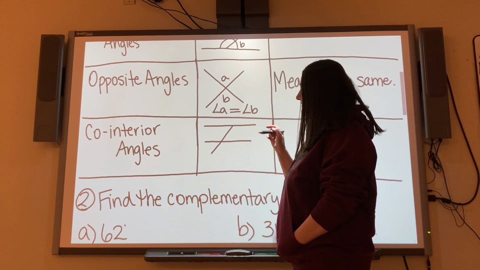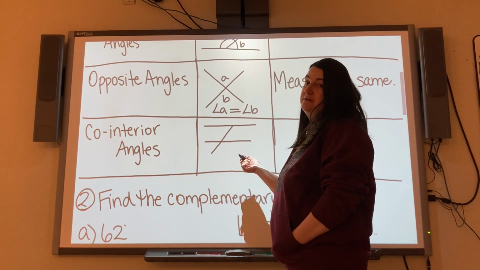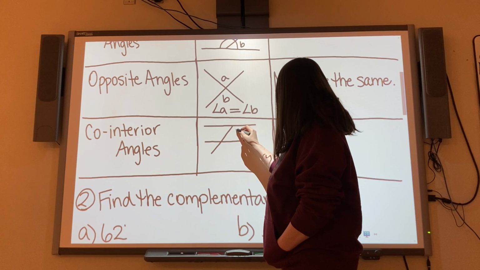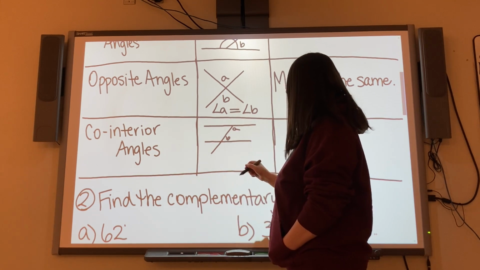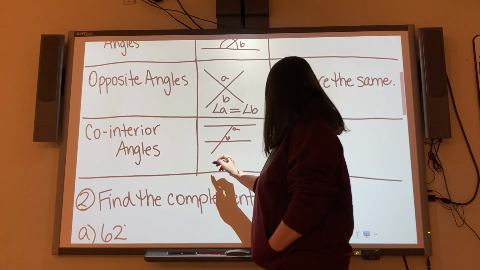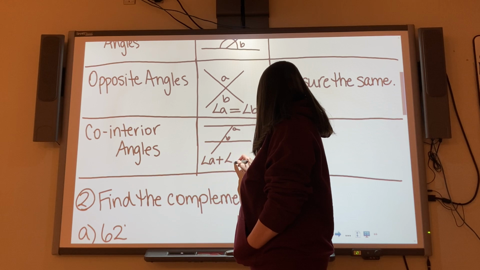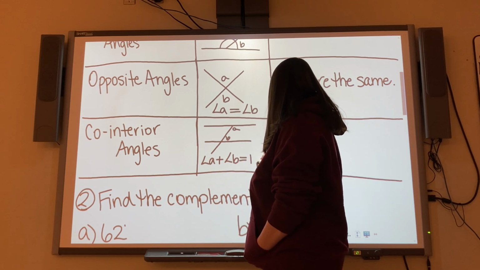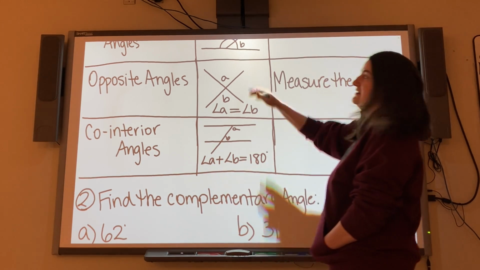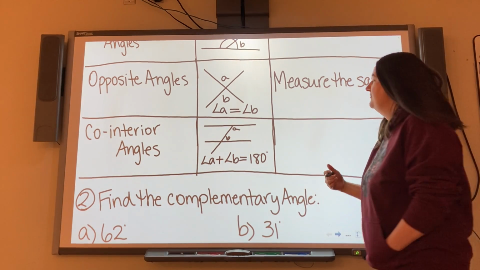So we've got two pairs of co-interiors here. It doesn't really matter which one we use. We'll say this is angle A, this is angle B. They're inside the parallel lines and they add up to 180. So angle A plus angle B equals 180. This is another, just like supplementary angles, that add up to 180.